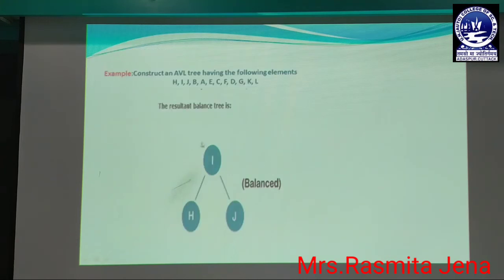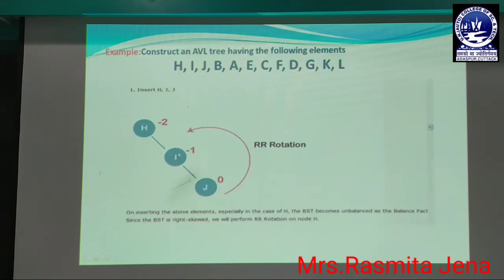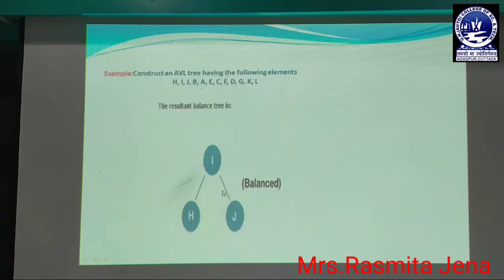So this is what the tree becomes. When we rotate it, you can see I becomes the root node, H becomes the left subtree of node I, and J is the right node of I as usual. This is the tree after rotating in RR rotation, or right to right rotation. After rotating, the tree became like this, and as this is a balanced tree, the balance factor for each and every node is 0, -1 or +1.